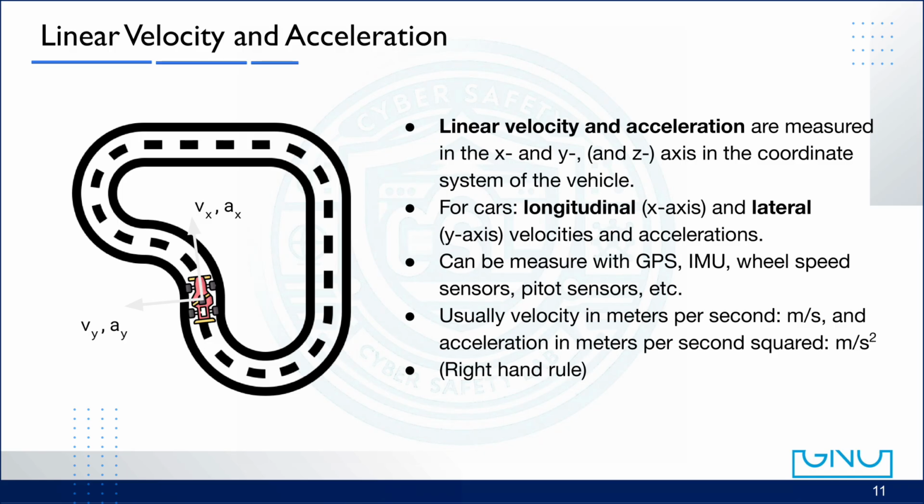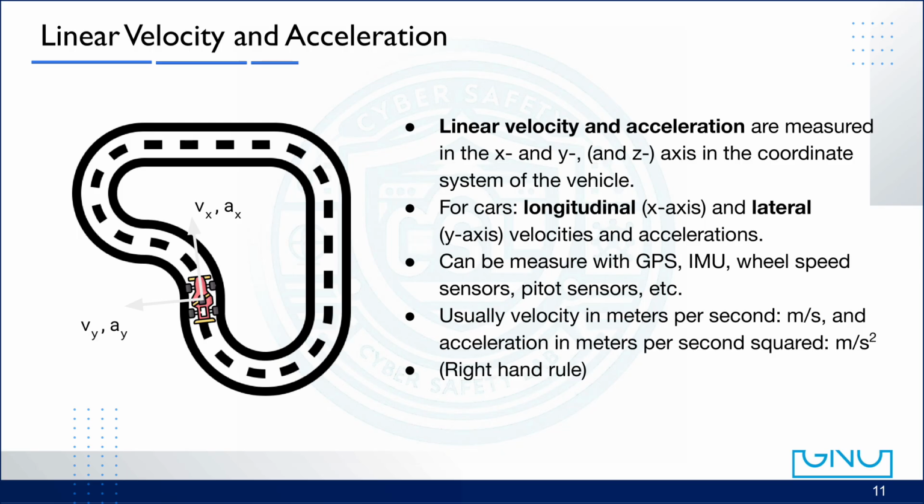In ground vehicles, we usually divide motion into two components: longitudinal motion, along the direction of travel, the x-axis, which represents forward and backward movement; lateral motion, perpendicular to it, the y-axis, which represents sideways movement, such as lane changes or cornering. These quantities can be measured using various sensors, such as GPS for global velocity, IMU for acceleration and orientation, wheel speed encoders for local ground speed, or pitot sensors in aerodynamic testing for airflow-based measurements.